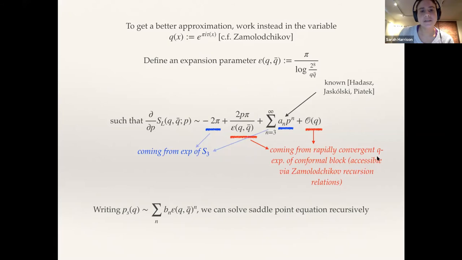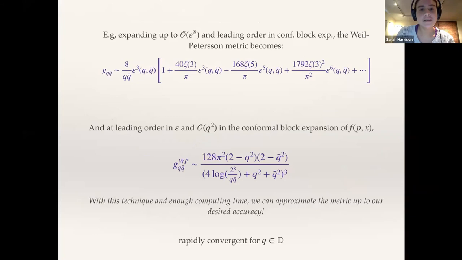So expanding the saddle point equation in this way, we can make an ansatz for the saddle point momentum, which is some power series in epsilon, and solve this recursively in order to get a solution for P sub s. So here are some expressions for the approximation to the metric at different orders in this epsilon and q expansion. For example, if we only take the leading order in the conformal block expansion and expand up to epsilon to the eighth order, the metric has the following form on this top line in the epsilon expansion.